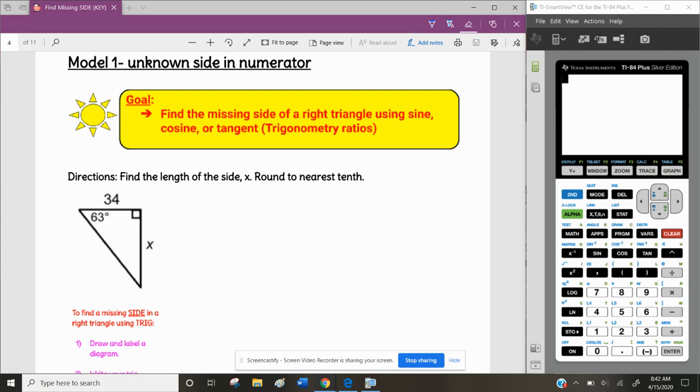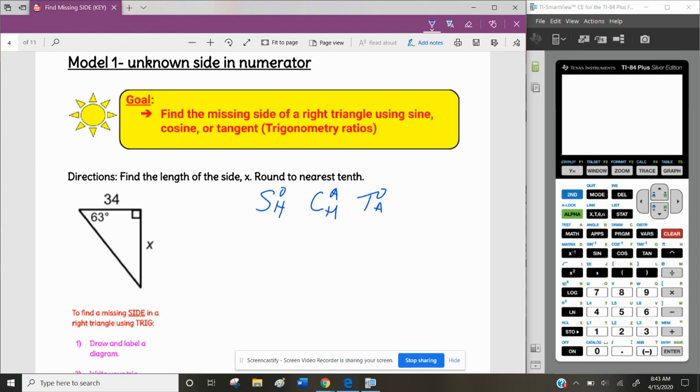We're going to do a model now of finding an unknown side in a right triangle using sine, cosine, or tangent. And our unknown is going to be in the numerator. So our first step would be to draw and label a diagram. However, we already have one. Our next step would be to write our acronyms. So, CAH TOA. I know to do that because that's the type of problem we're doing.